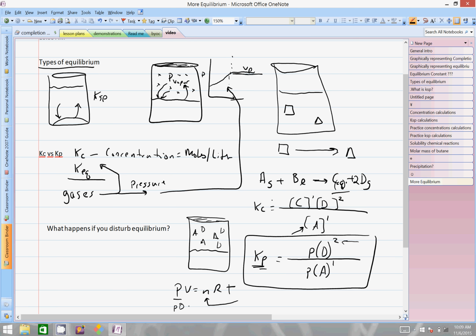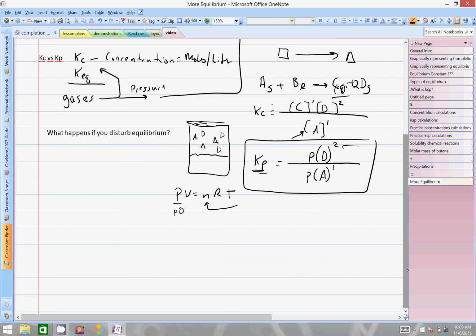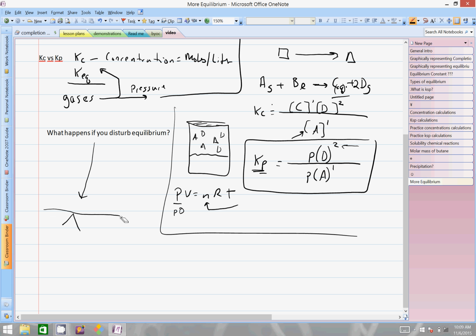All right, and then finally our last main topic would be a quiz topic, on what happens if you disturb equilibrium. Well, if you disturb equilibrium, let's say, for example, you have a teeter-totter and we're in balance. Now I draw it straight here, it's in balance, okay? And all of a sudden you throw some extra bricks on one side and it ends up falling down. Nature is going to work to go back to its original location.